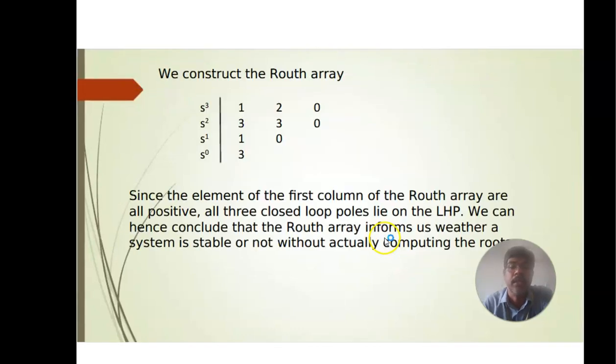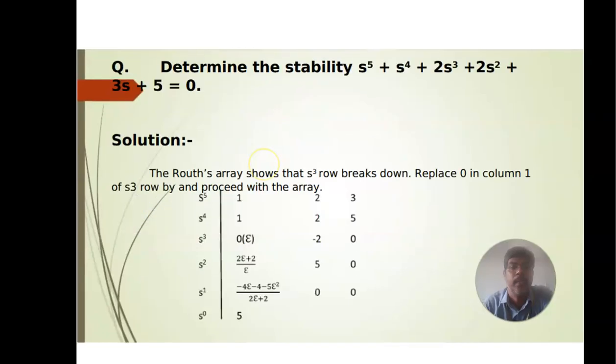Now let us construct the Routh array. Here in the first column of the Routh array, there are no sign changes. No sign changes means all the elements are positive. Here all the roots are lying on the left half of the S plane. So the system is stable.